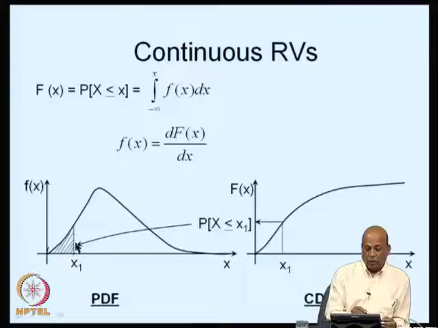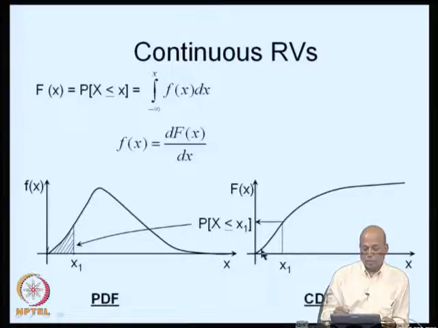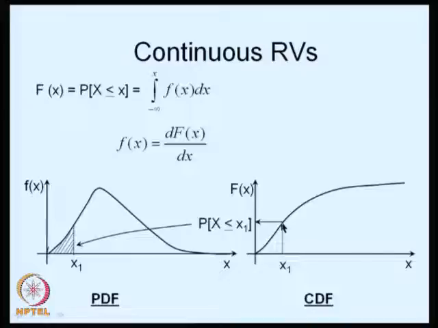So, we identify the region over which X is less than or equal to x 1 and integrate the PDF over that. By the definition of the CDF, the CDF directly gives you the probability of X being less than or equal to x, and therefore, if you have the CDF, this value is directly equal to the probability of X being less than or equal to x 1. Because the CDF is an integral from minus infinity to x, given the CDF you should also be able to get the PDF by differentiating the CDF.